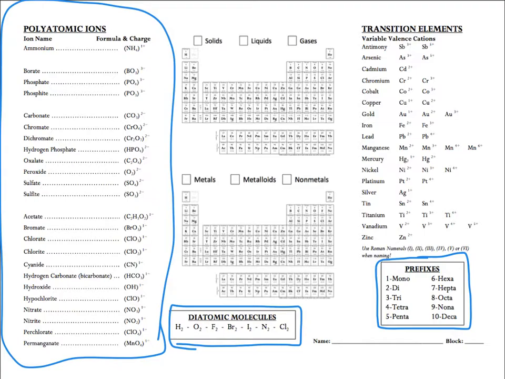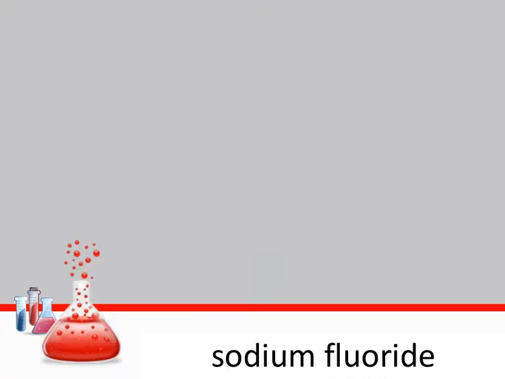Alright, let's go. So our first example is sodium fluoride. Sodium is a metal. Because it's a metal, it's ionic. Therefore, we're going to follow the directions on the left of that table. That means I need to know charges. So the first thing I need to do is write out the symbol for sodium.